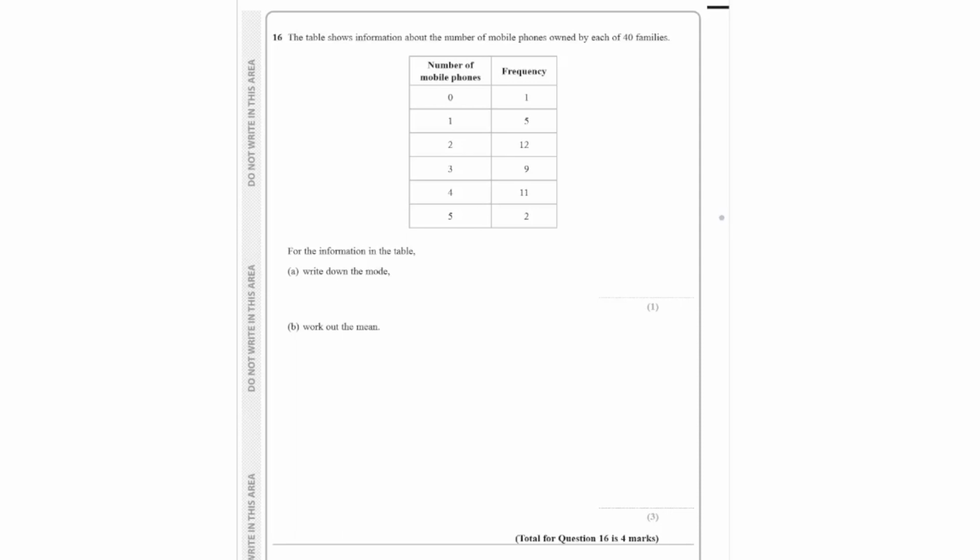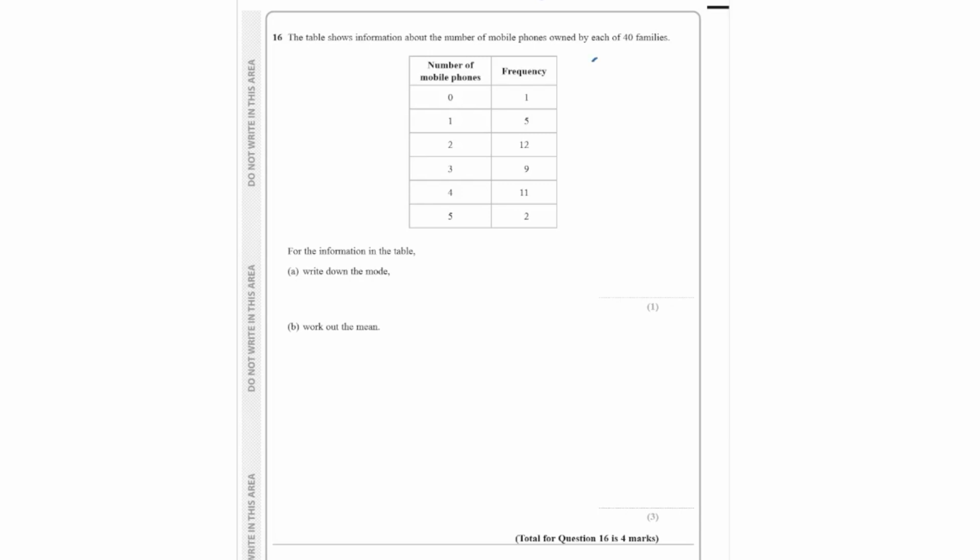The table shows information about the number of mobile phones owned by each of 40 families. Write down the mode. Now, mode is the single most common value in the table. So we can see here that the frequency is already given to the number of cell phones. So what does this mean?